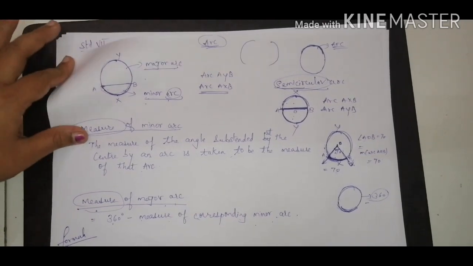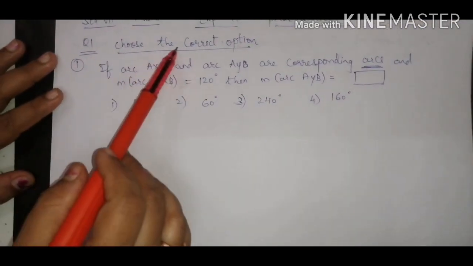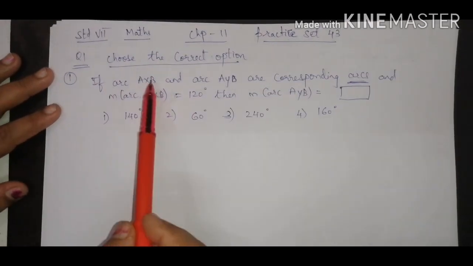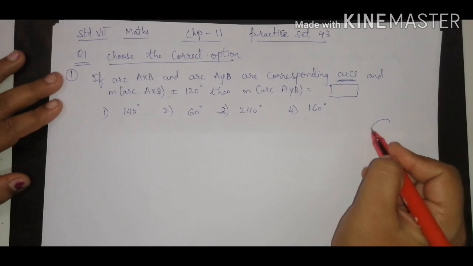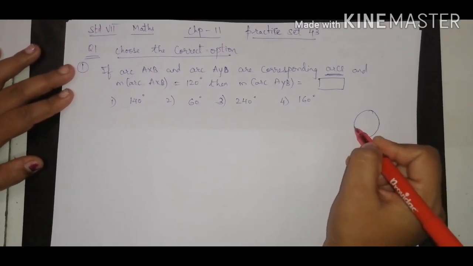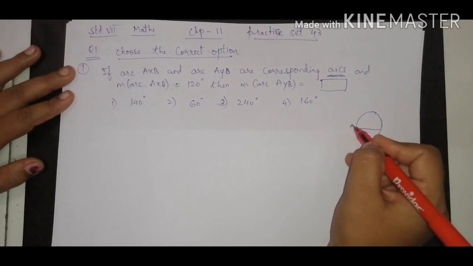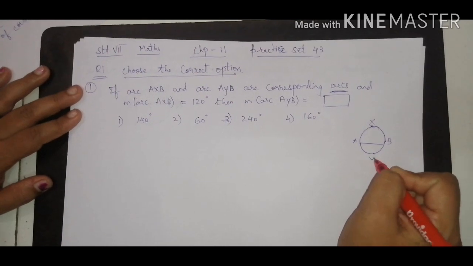So let's solve the practice set number 43. Question number 1, choose the correct option. If arc AXB and arc AYB are corresponding arcs, they are saying, you can draw the figure if you want, otherwise no need. Suppose this is a chord, this is arc AXB and one is suppose AYB.